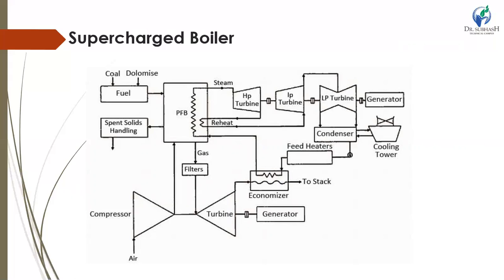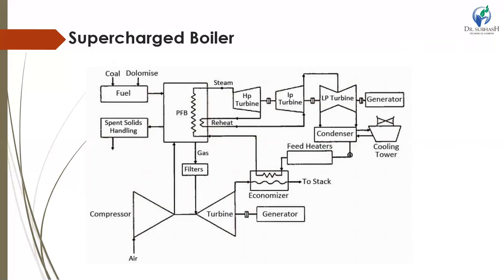The figure shows the arrangement of different components of a supercharged boiler. High pressure compressed air is supplied to the combustion chamber. Heat transfer takes place between boiler tubes and flue gases, which converts water to steam. The steam is then fed to the steam drum, which further supplies the superheater, and superheated steam is then supplied to the steam turbine.